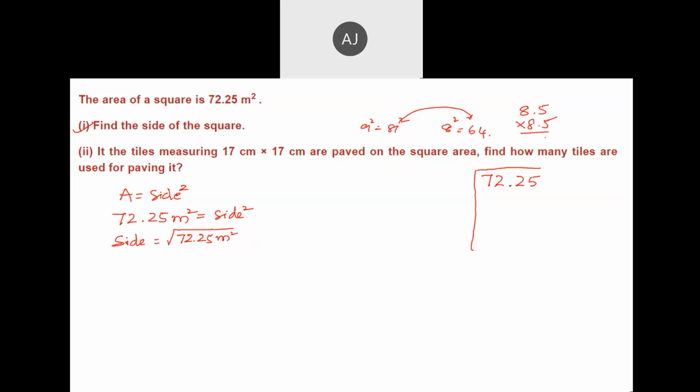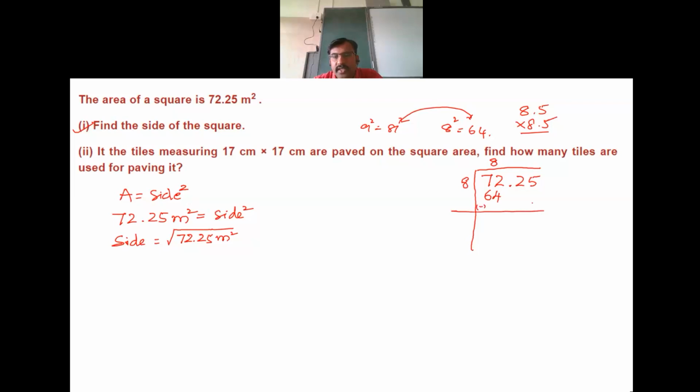So let us find it by division method if it is difficult to guess. 8 eights are 64. This is the nearest square number. Now we need to subtract this.